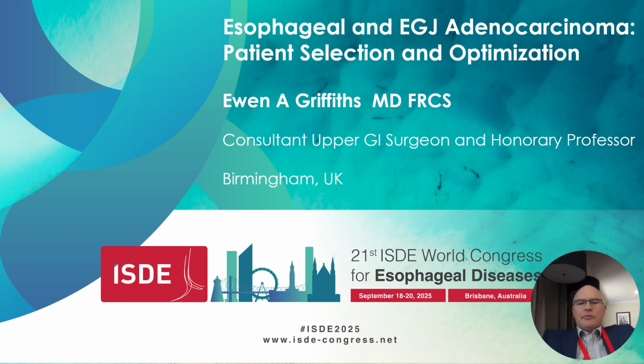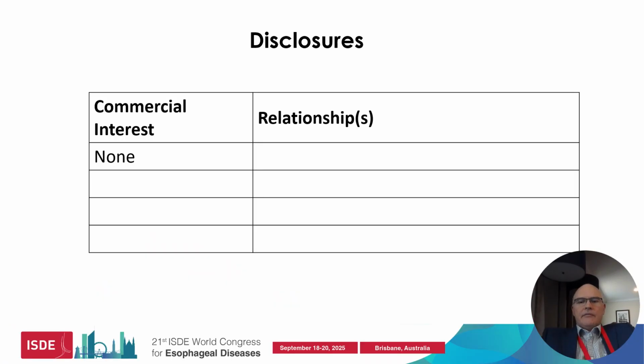I'm a consultant upper GI surgeon from Birmingham in the UK, and this is the talk I gave to the 21st ISDE World Congress in Brisbane this year on esophageal and esophagogastric junctional adenocarcinoma patient selection and optimization. I have no commercial relationships or disclosures.